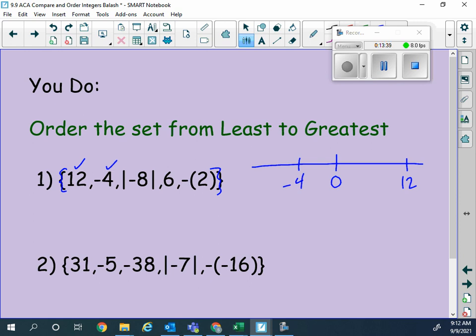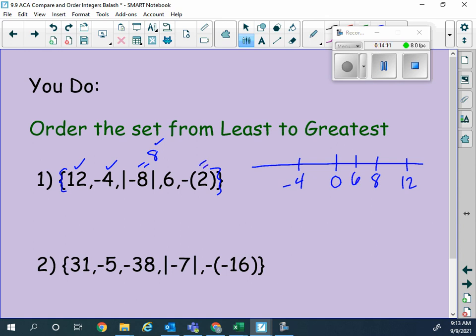Before I can plot this one, what do I need to do with it? I need to solve it. The absolute value of -8 would be what? 8. It's just 8. So now where should 8 go? Between 12 and 0. Leo, you with me? Between 0 and 12. Somewhere here, I'm going to put my 8. Done. 6. Where would 6 go? Between 8 and 0. Perfect.